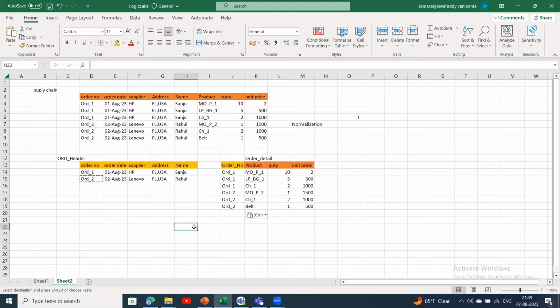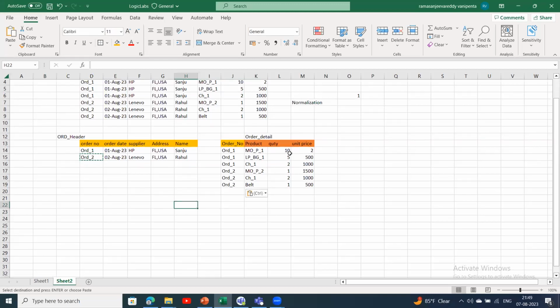Is it not duplication in this order detail then? Are you seeing any duplicates now? Order number is not a duplicate, right? Duplicate means the combination of all these things. If you consider the whole line, it should not be duplicate, not the individual column.